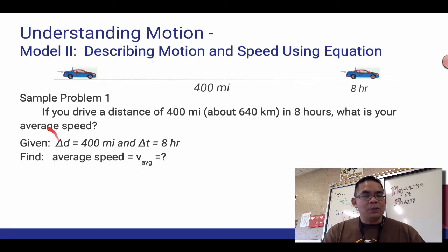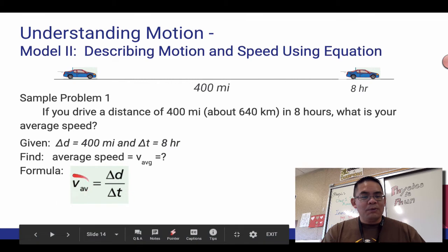Really, you need to do this as part of your problem-solving techniques: always write what's given, connecting the variable and the number, and what you're trying to find, the variable you're looking for. Then you have to figure out the formula. Well, we only have one formula so far, at least for this chapter: V average is equal to delta D over delta T.